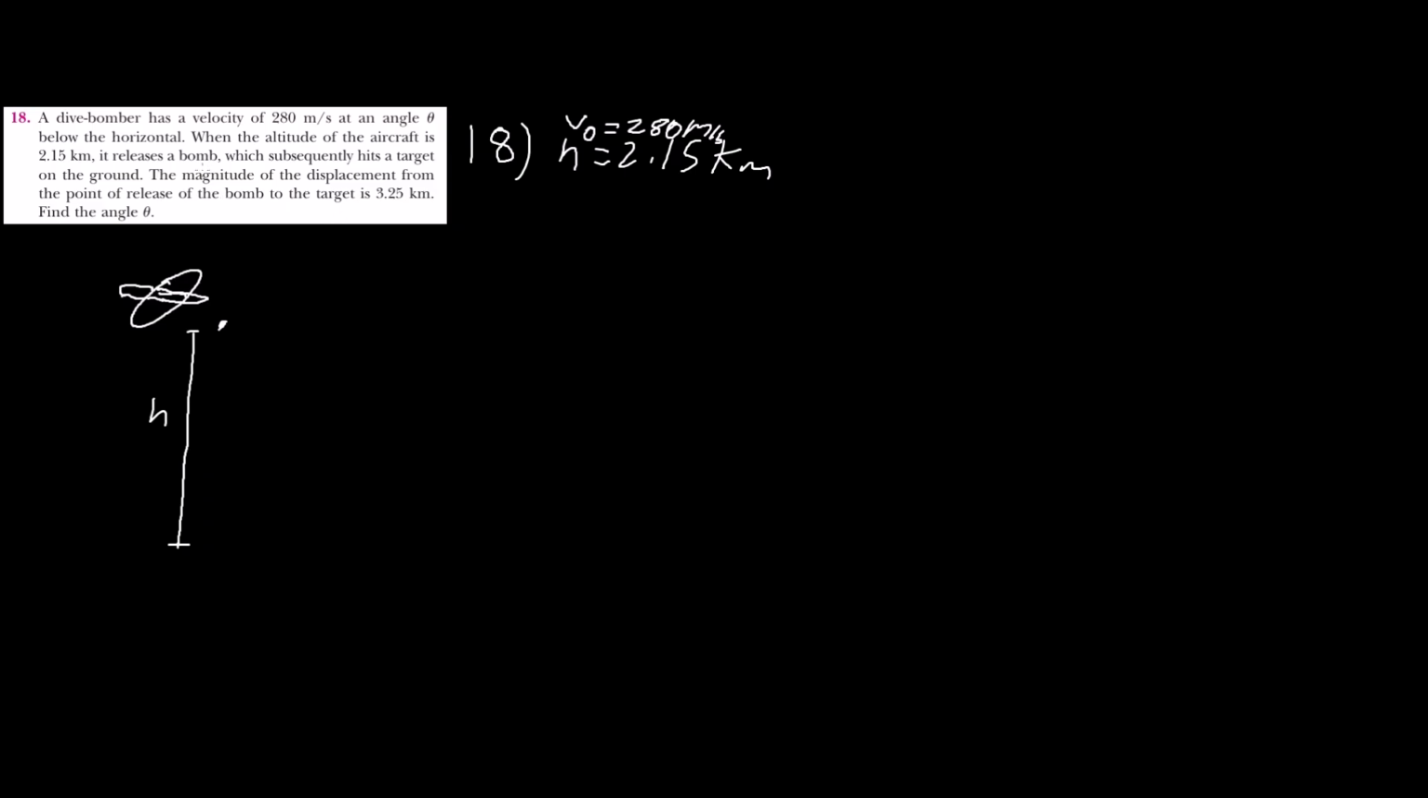And it says that the magnitude of the displacement, which I'll call d, from the point of release to the target is going to be specifically 3.25 kilometers. Now, this is the point of release. That's not the actual pathway of the bomb. So think about that, folks. And notice that if we're given h and we're given d, that means that we know what this specific x is. So we can use that information to already know what x is.